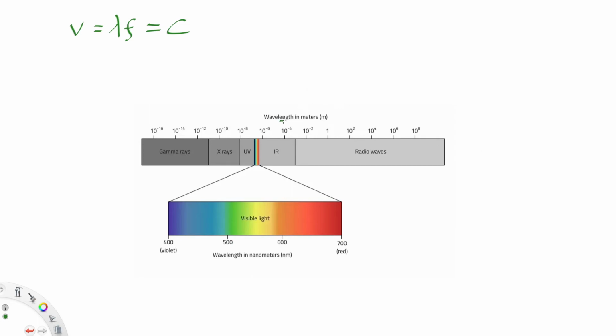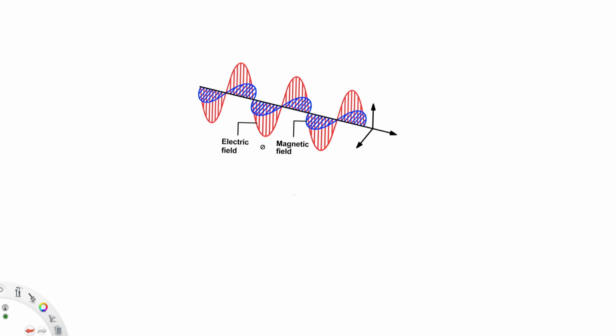So when we talk about wavelength, we're literally talking about the physical distance between peaks. The distance between peaks in the electric field or peaks in the magnetic field, those are going to be the same distance, and that defines the wavelength of the light.